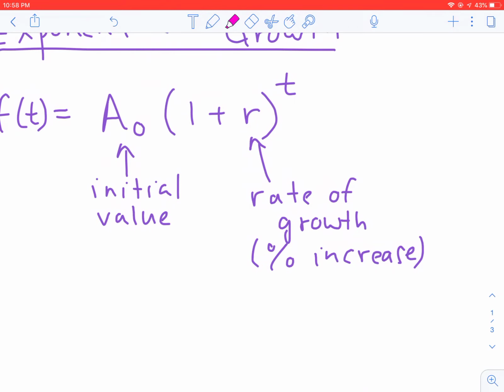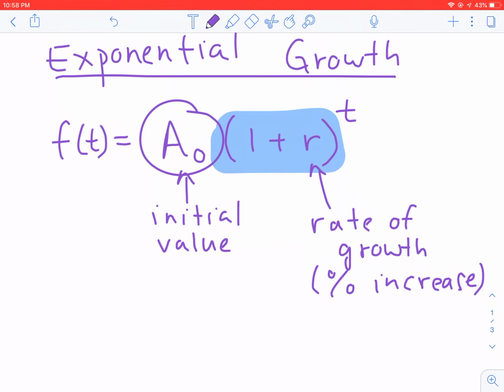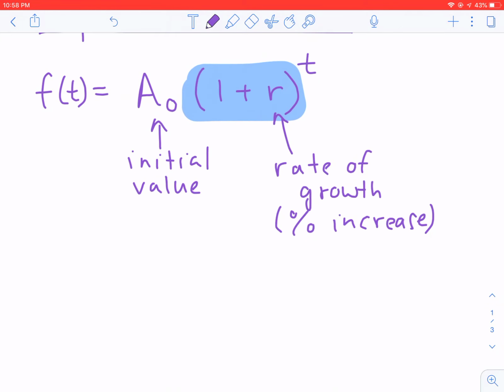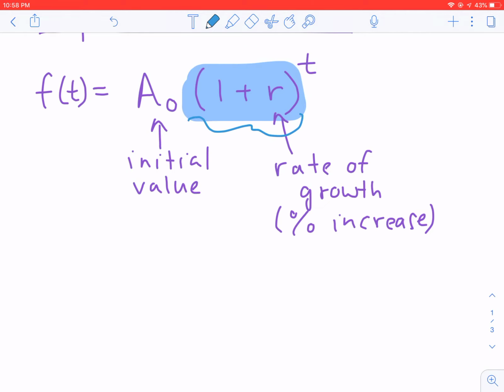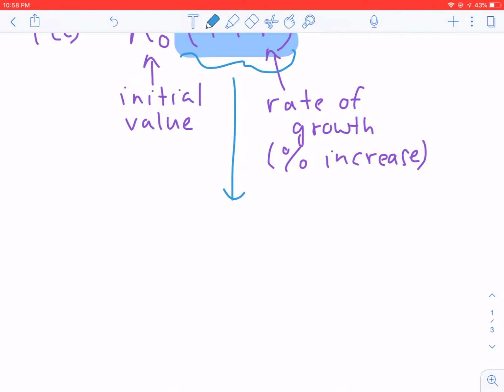And altogether, this 1 plus r, that is what we're multiplying the initial value by each time, right? So something you multiply by something else, we call that a factor. So the entire thing, the 1 plus r, that is called the growth factor.